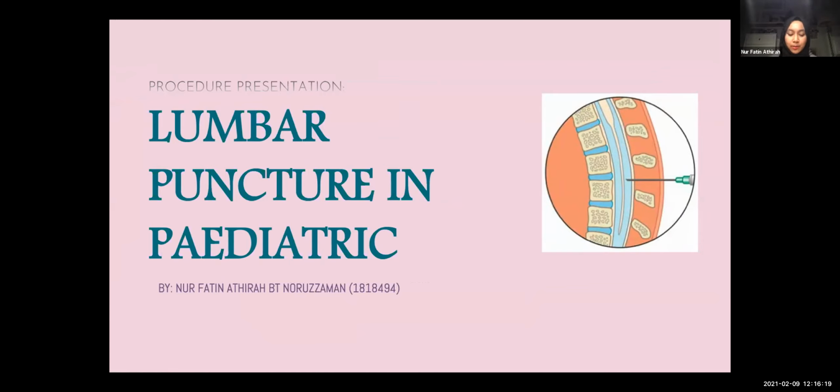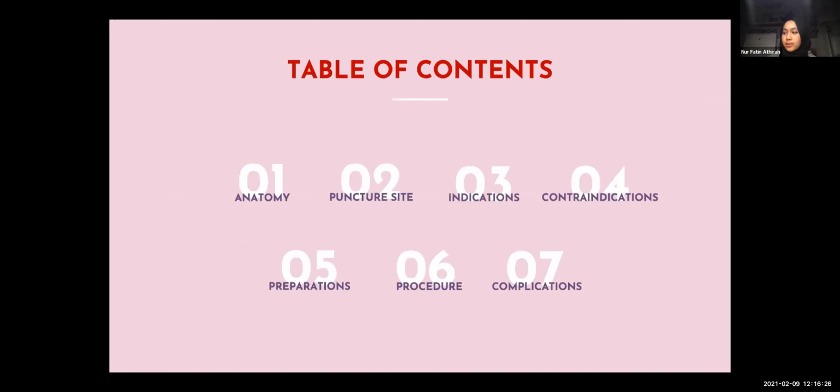Okay, so Assalamualaikum warahmatullahi wabarakatuh. I'm Nur Fatin Atira and I will present about lumbar puncture in pediatrics. So this is my outline, my contents. I'm going to start with basic concepts from anatomy until the complications of lumbar puncture.